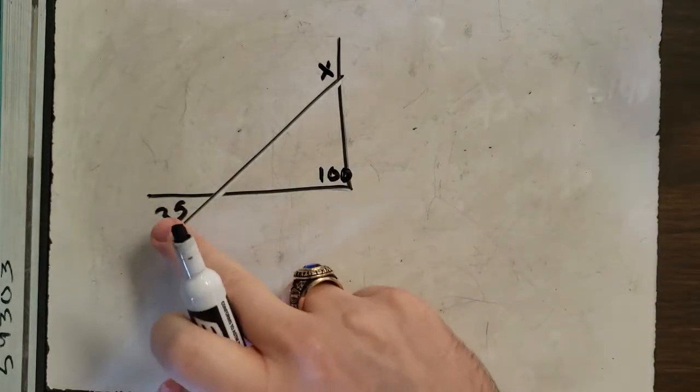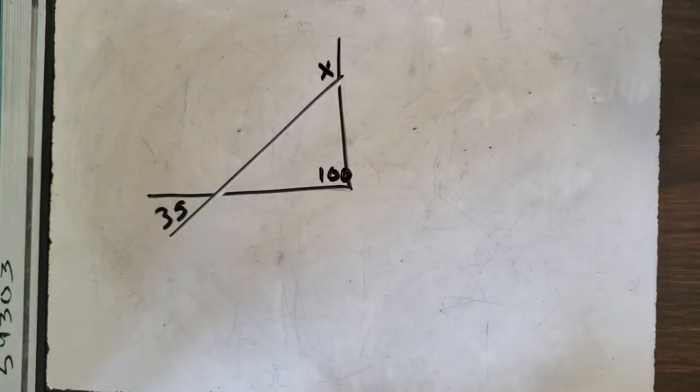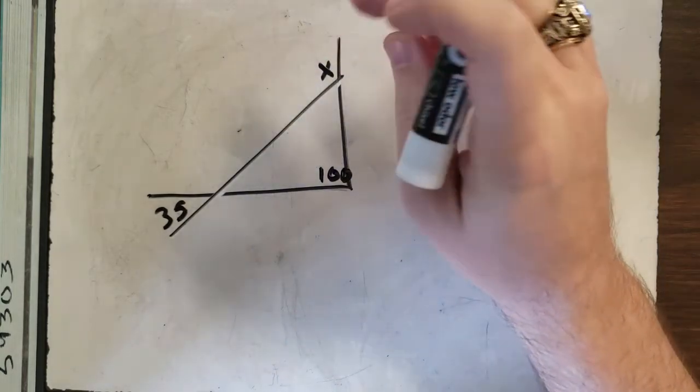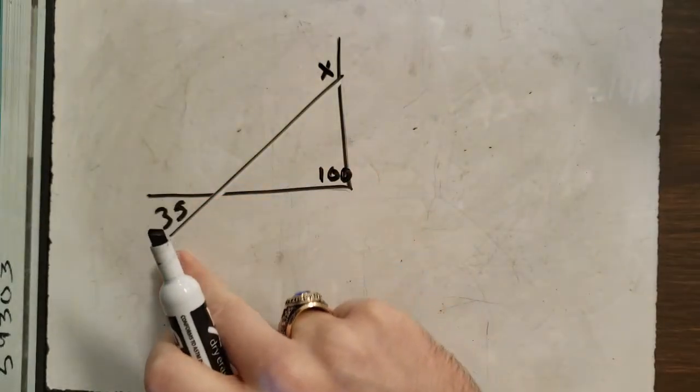Okay, so we have 35 here, we have 100 here, we have x here. So here's what we need to figure out. We need to figure out what our angle here is. So let's start down here, 35 degrees.